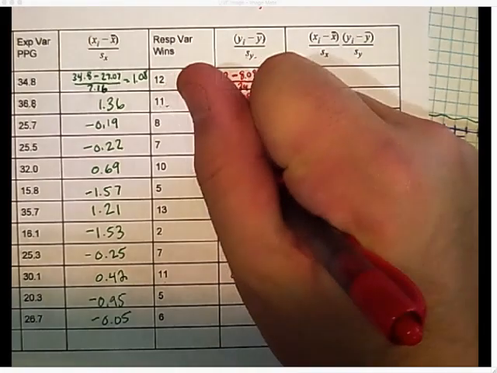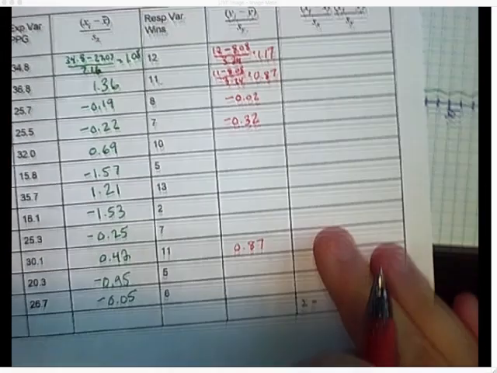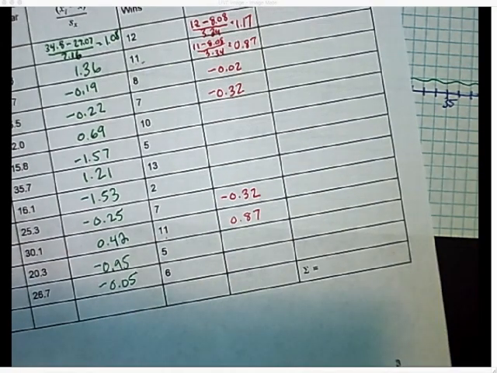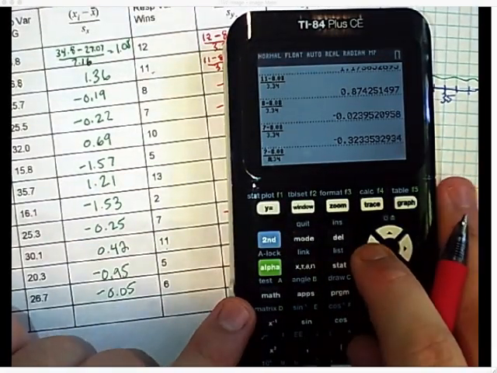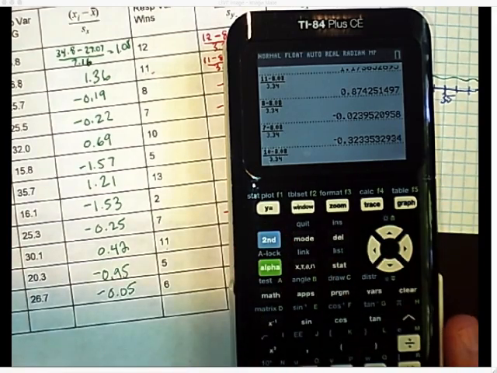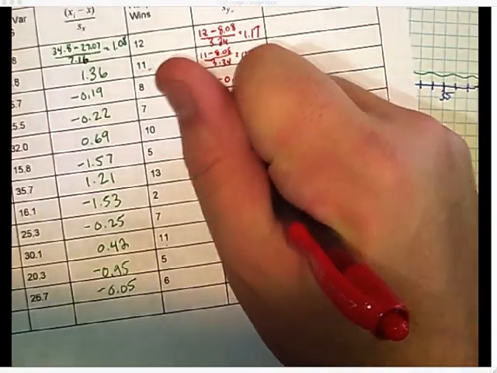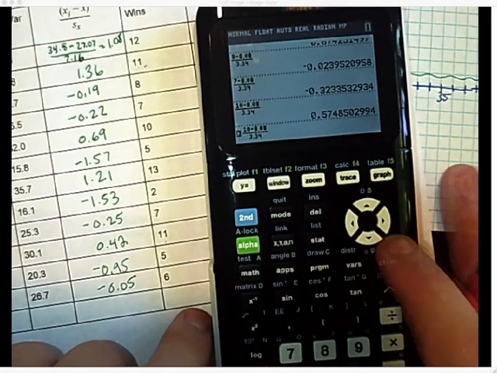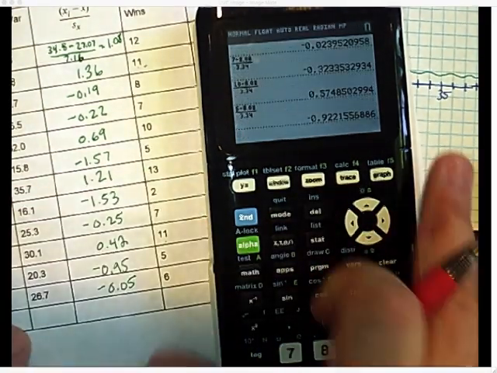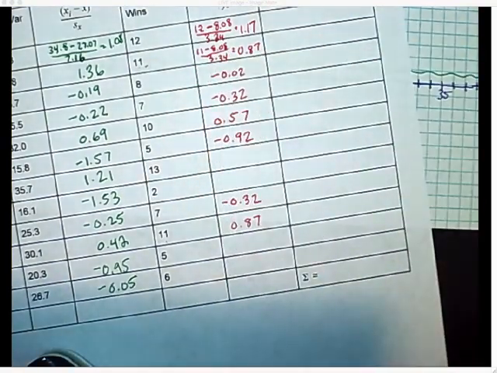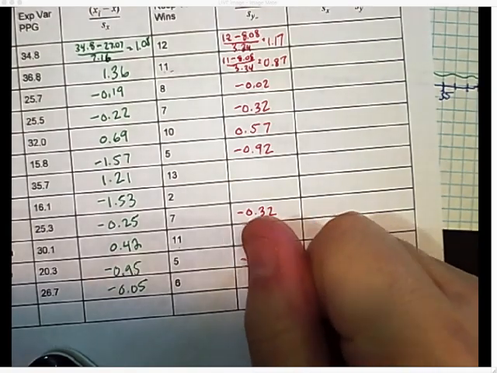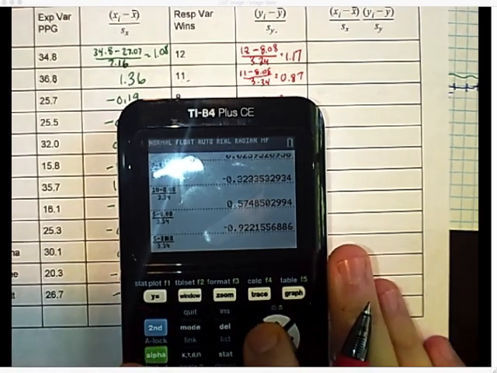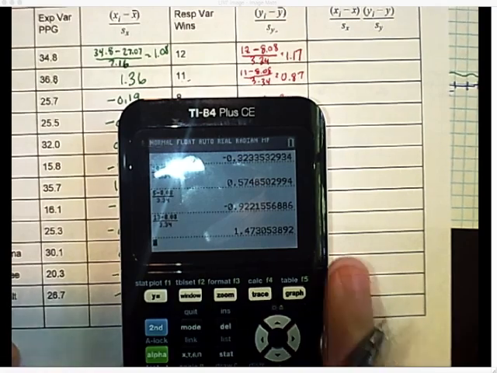Change that to 7. Negative 0.32. Okay, and there's a few 7s on here. So here's another 7 down here. So that's negative 0.32 as well. All right, for 10. Negative 0.57 for 5, negative 0.92, and here's another 5 down here. That's also negative 0.92. All right, so again, 13. 1.47.